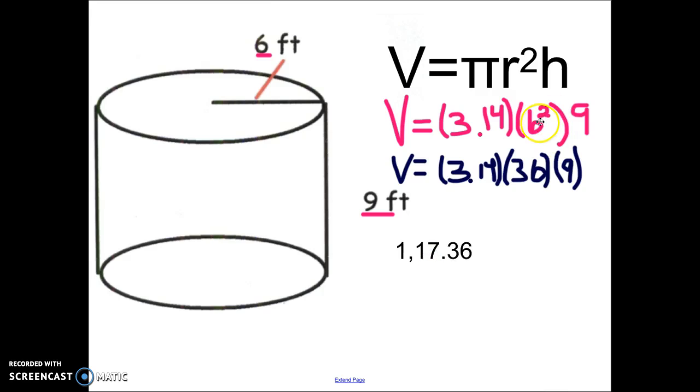My units on that, since I took 6 feet times 6 feet times 9 feet, that's feet times feet times feet. So that's going to be feet cubed. The reason we have cubed is because we're talking about a volume. We're talking about how much it can fill. So that's like filling this with a whole bunch of little 1 foot by 1 foot boxes to figure out how many of those boxes will fit in this figure.